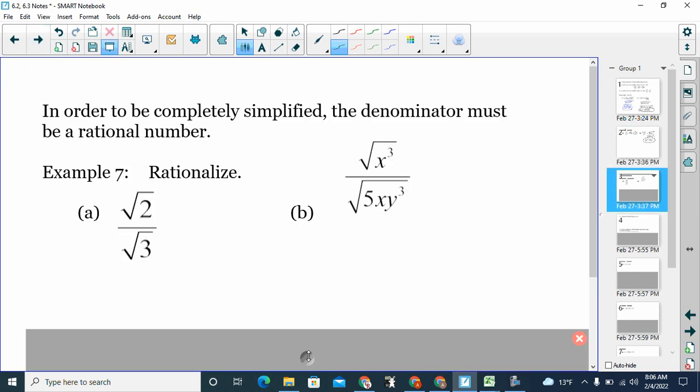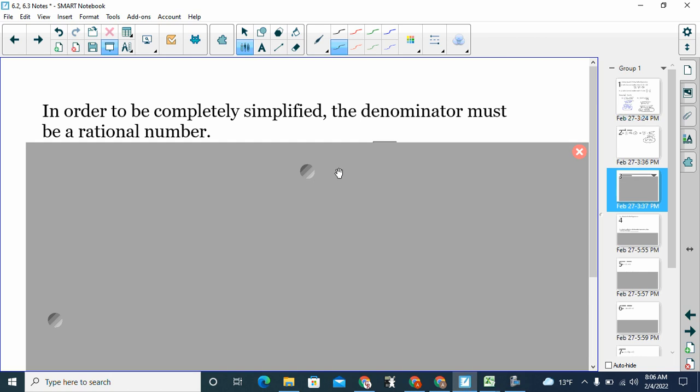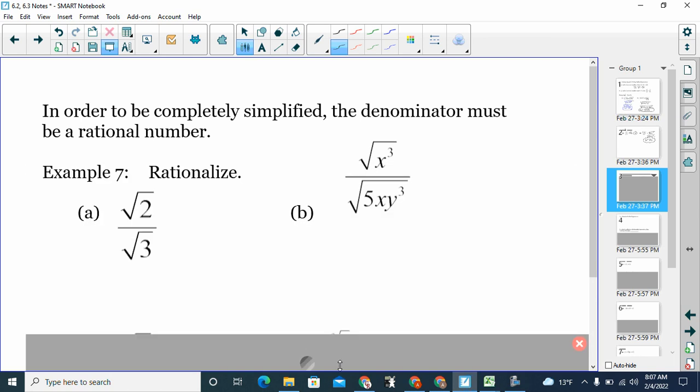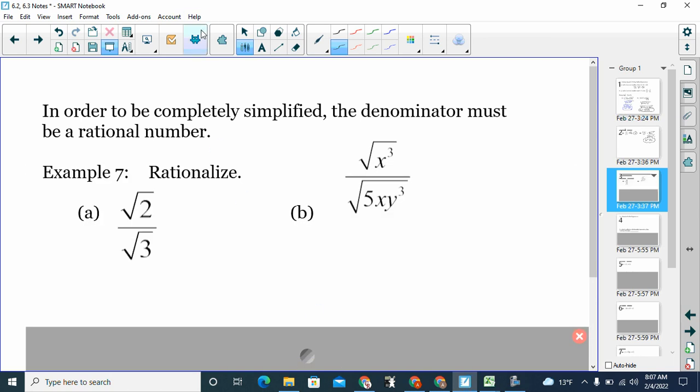Next thing we need to take a look at is rationalizing the denominator. In order for an expression to be completely simplified, the denominator, the bottom, has to be rational, which means it does not have a root in it. So example 3 here, part A, we are given root 2 divided by root 3.